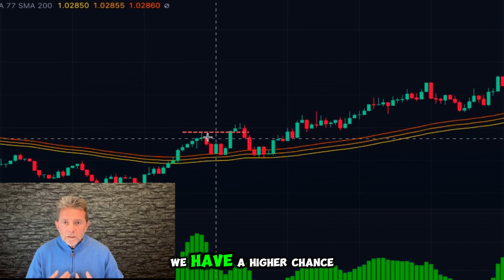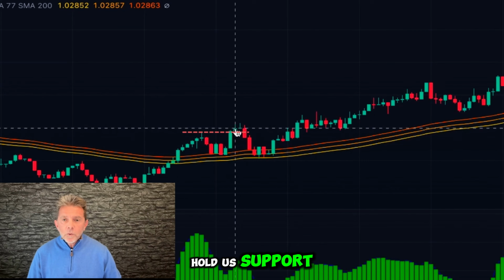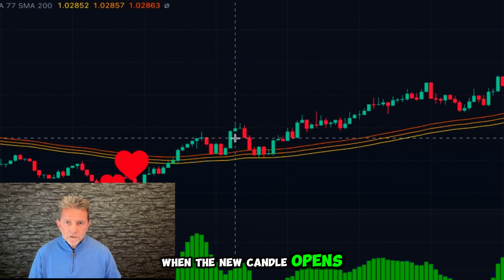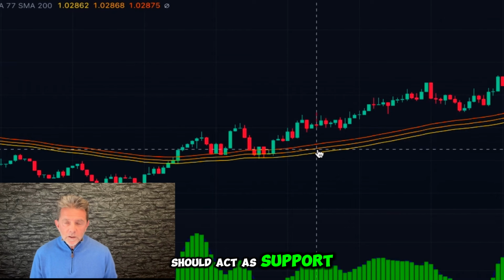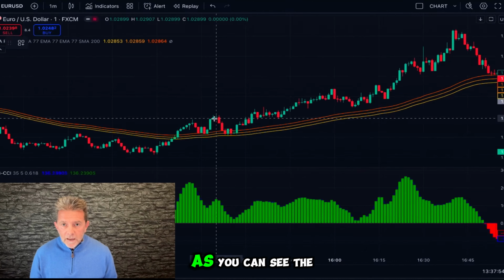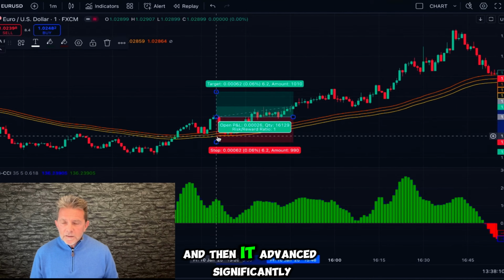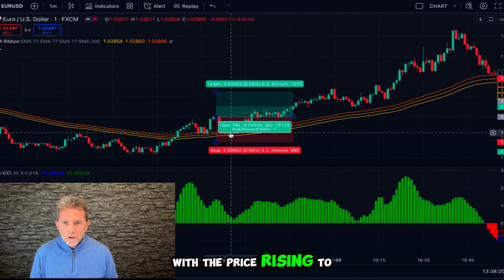At this point, we have a higher chance that the market is shifting to an uptrend and the ribbon will likely hold as support. Practically, we would enter a long position here when the new candle opens. The stop loss is placed below the ribbon since we know the ribbon should act as support, preventing the price from dropping further. As you can see, the price did dip to the ribbon but didn't break below it, and then it advanced significantly, making our position quite profitable with the price rising to this level.